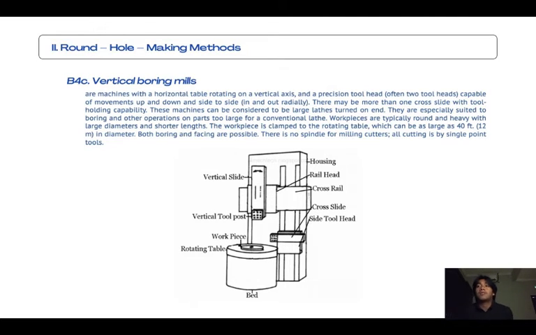Workpieces are typically round and heavy with large diameter and shorter length, and the workpiece is clamped to the rotating table, which can be as large as 40 feet or 12 meters in diameter. So both boring and facing are possible. There is no spindle for milling cutters, so all cutting is by single point tools.